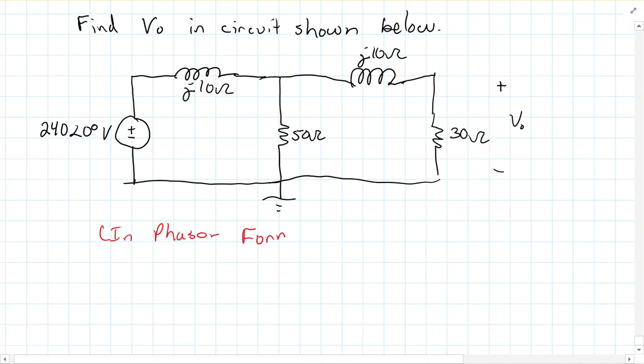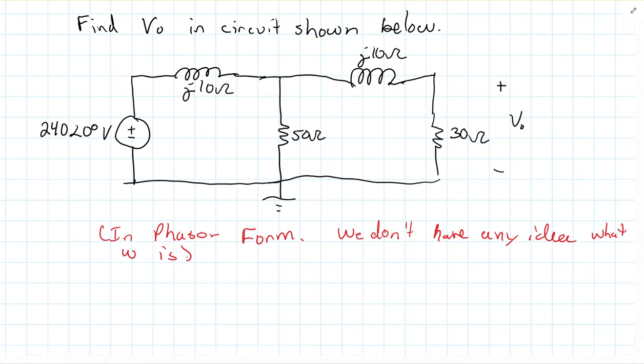But this also means, since it's already in phasor form, we don't have any idea what omega is. Okay, so we don't know what omega is, but that's not a big deal. We don't need to know that. We have everything else here that we need. So again, I'm going to go ahead and convert everything to rectangular. So when you see something at an angle of 0 degrees, you should love that, because that just becomes 240 volts in rectangular form.